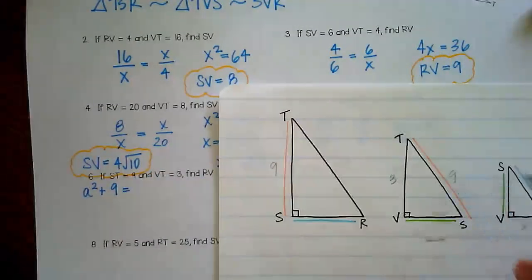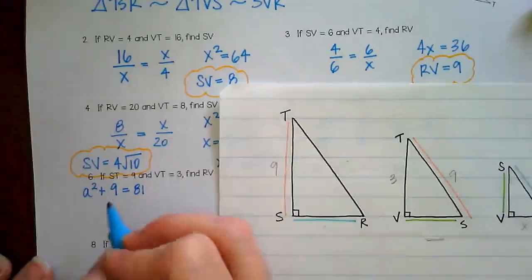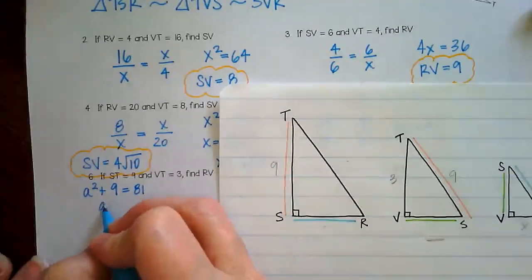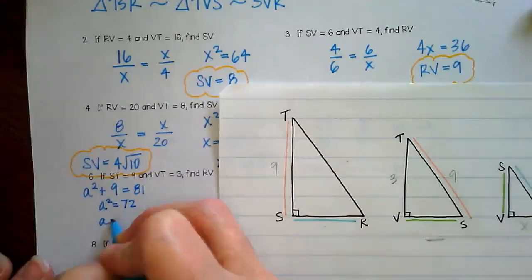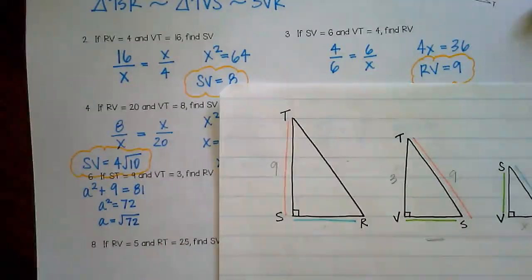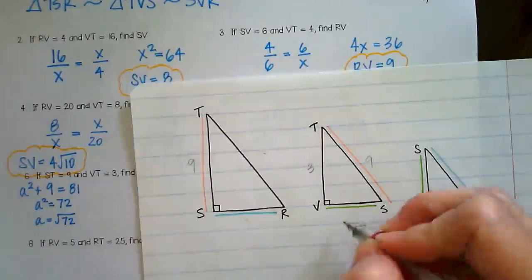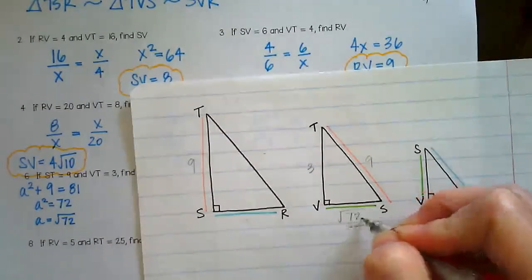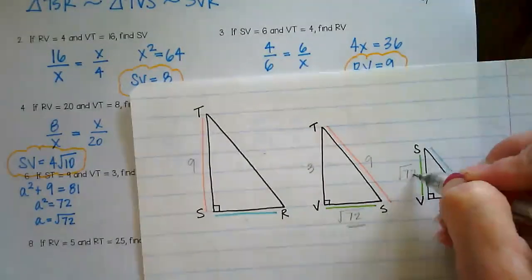needs to equal 9 squared, which would be 81. So if I subtract 9 from both sides, a squared would be 72, which means a is going to be the square root of 72. Now, I'm not going to simplify that, and I'm going to show you why in just a second. So now, if I go back over here, I know that this side is the square root of 72, but I know that this side and this side are the same.